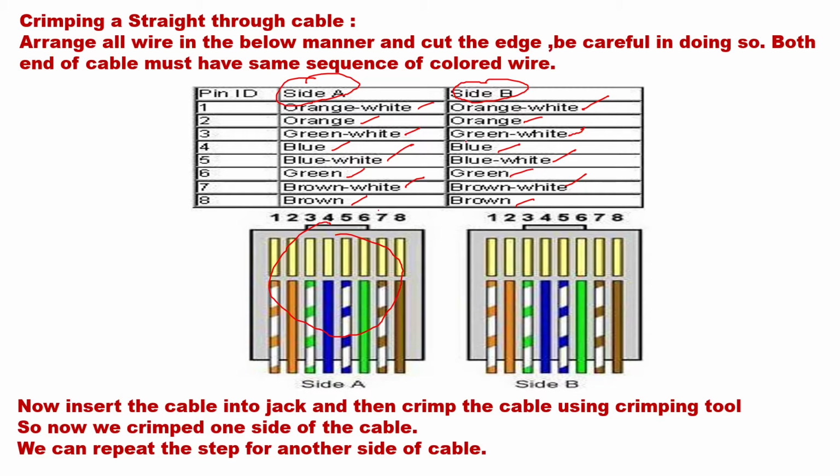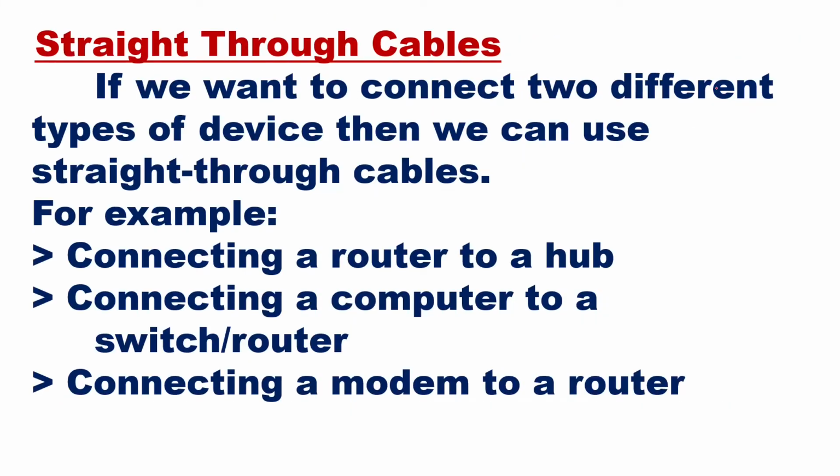So if you make the same arrangement on both ends of the cable, it will be called a straight cable. This straight cable arrangement should be entered into the RJ45 and then pressed with the crimping tool. Then, straight cables are used for what connections? Where do you use straight cables and where do you use cross cables? If you want to connect two different types of devices, then we use a straight cable.